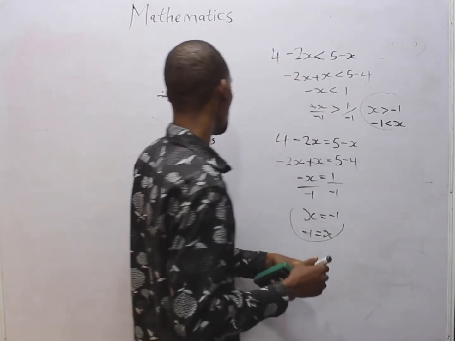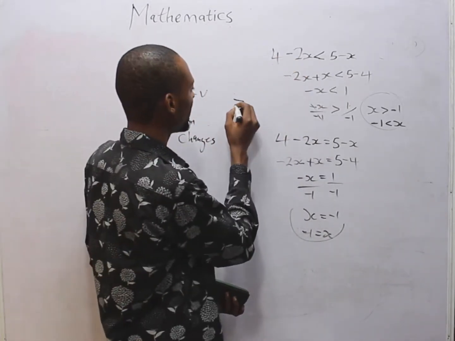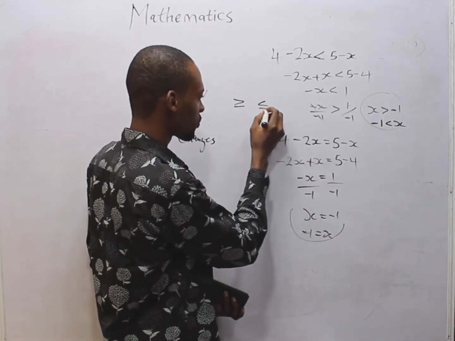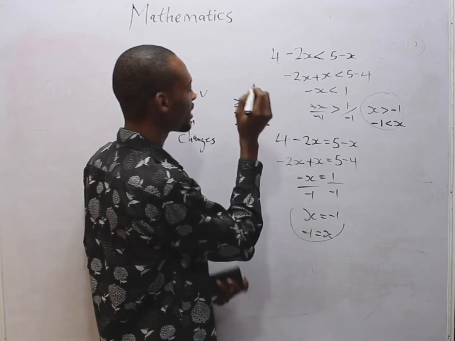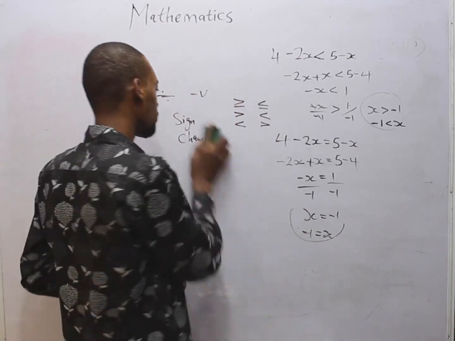So when you divide or multiply by a negative number, greater than or equal to becomes lesser than or equal to. Greater than becomes lesser than. Lesser than becomes greater than, and so on.